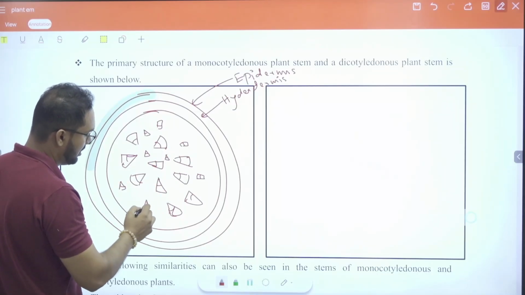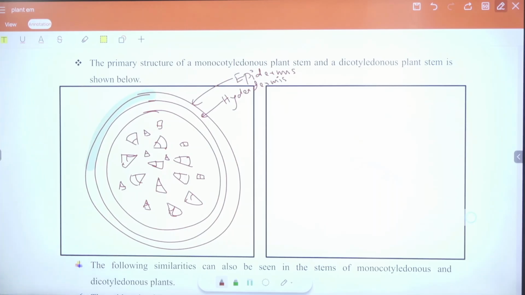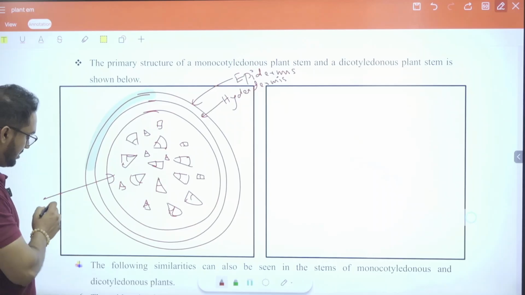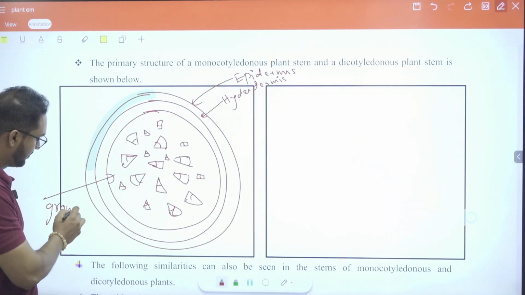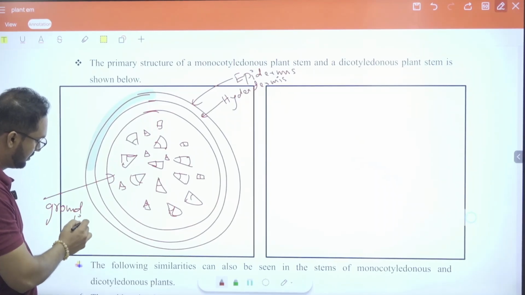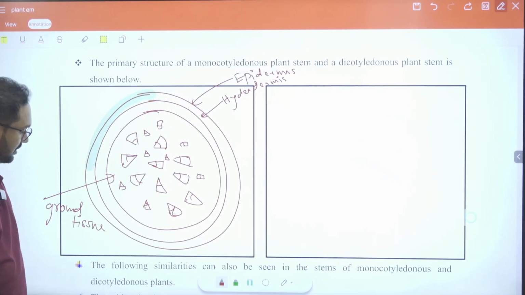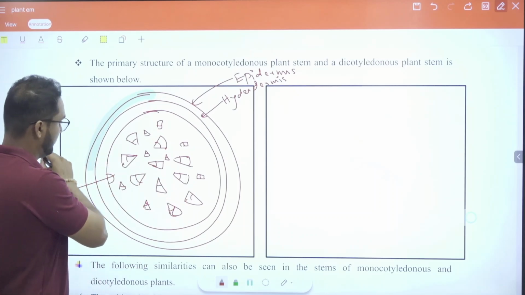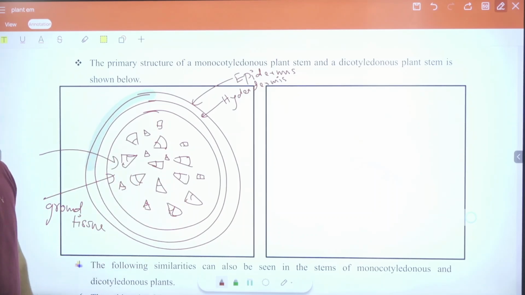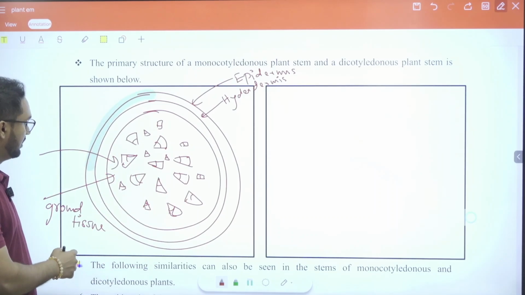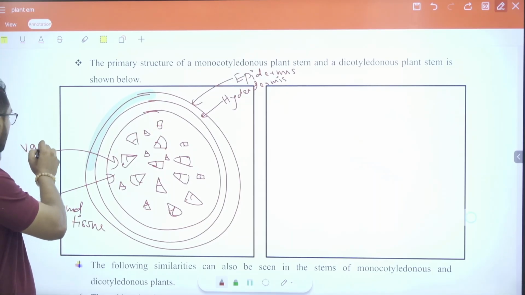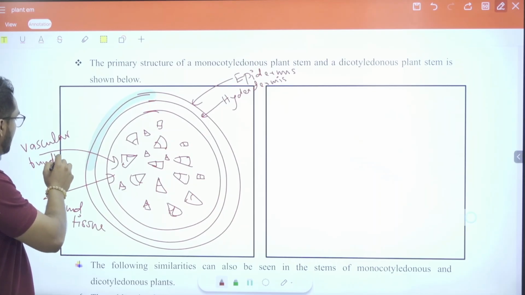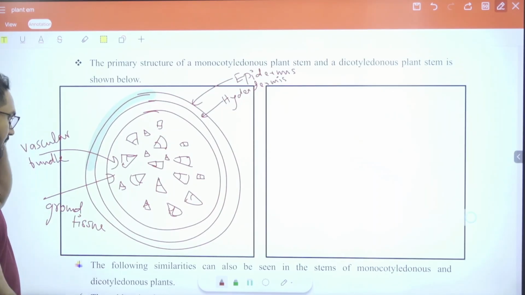Because many of them are there, right? And this is the ground tissue which fills the inner part, called the ground tissue. And these are the vascular bundles, right? These are the vascular bundles, the xylem and the phloem. The vascular bundles are scattered there.